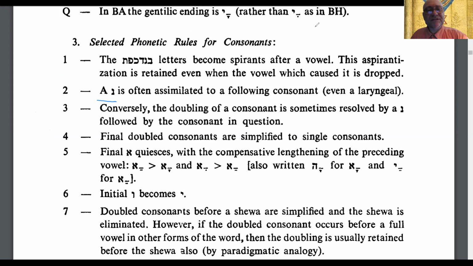Okay, a noon is often assimilated to a following consonant, even a laryngeal. 3, conversely, the doubling of a consonant is sometimes resolved by a noon, followed by the consonant in question. 4, final doubled consonants are simplified to single consonants. 5, final aleph, this is pieces. I'm trying to remember. That's not exactly how you pronounce that, but it could be pieces. In other words, it's silence. I think that means it makes it silent with the compensating lengthening of the preceding vowel.